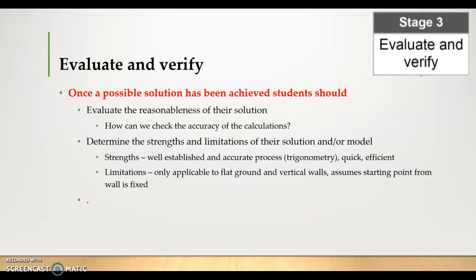So how am I going to actually improve my model? It might be if I looked at some ways to actually address those shortcomings. I'm also assuming that the starting point from the wall is fixed, and I'm always putting the foot of the ladder at the same spot in the earth.